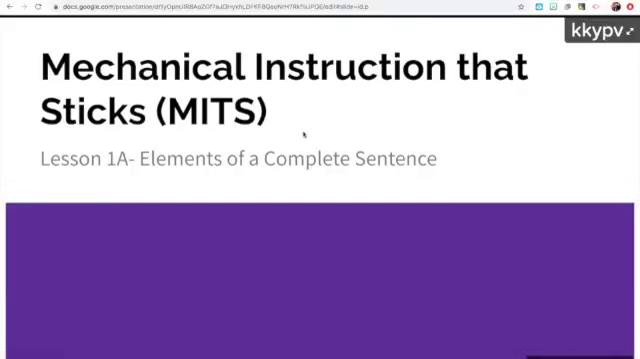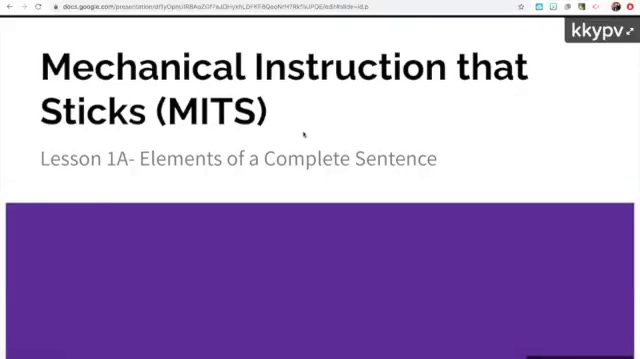Okay. We are starting the model called MITS, Mechanical Instruction That Sticks. And so if you see mechanical instruction that sticks, or if you see MITS, M-I-T-S, that's what I'm talking about, okay? So the elements of a complete sentence.